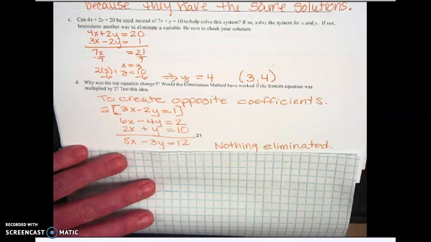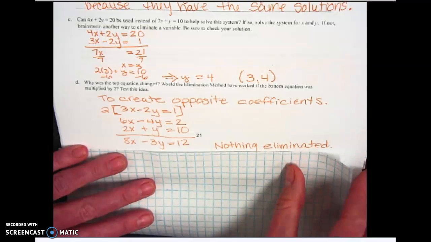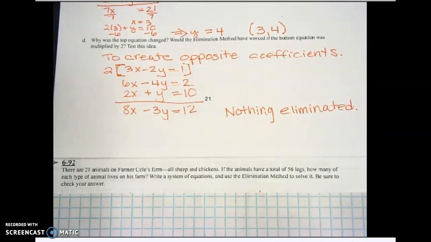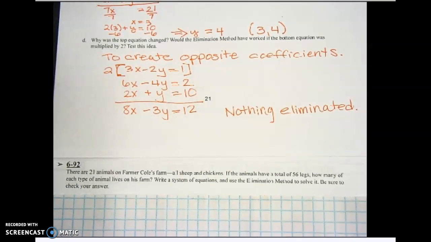So sometimes you're going to have to multiply one equation by something, or both equations by something. All right, I'm going to move this up. You'll see it in just a second if you're still writing, okay? There it is. All right, moving on to question 92.